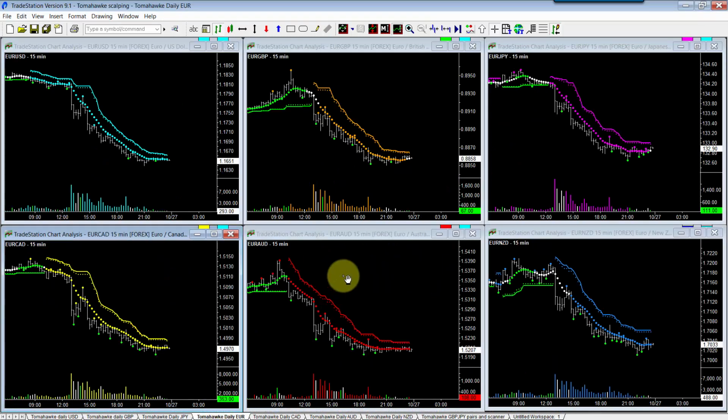And then we go to the 15-minute charts I would like to look at. And you can see here there's no green dots on any of these charts. The euro has weakened against all six currency pairs. And that is very, very visually clear and easy to see.